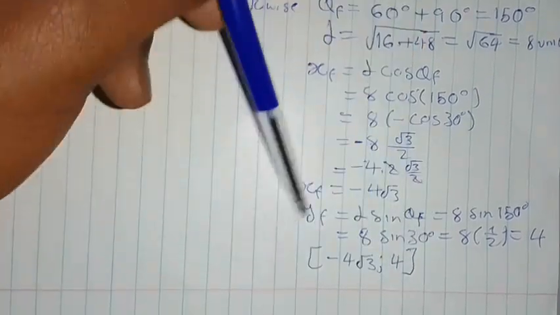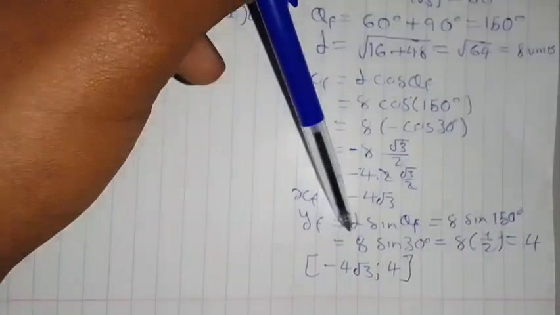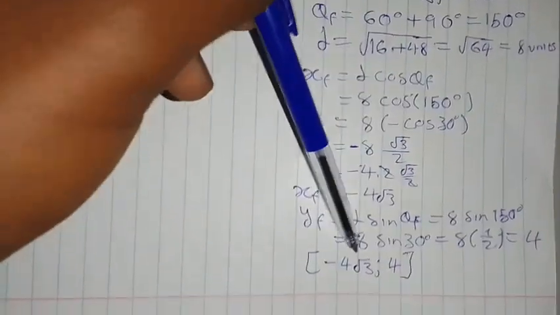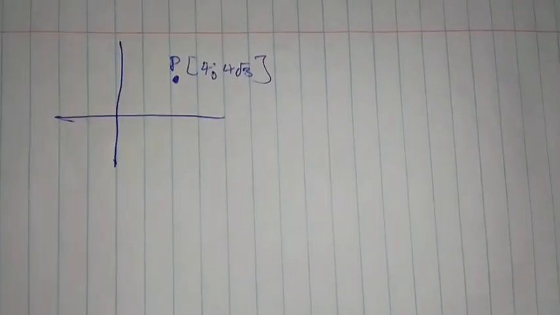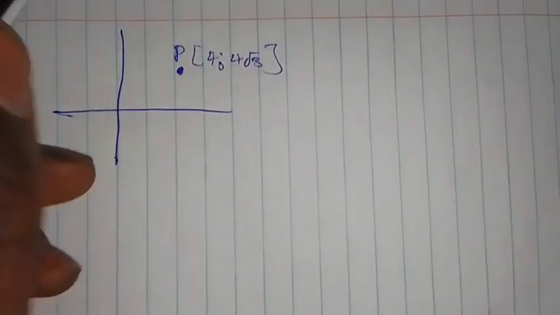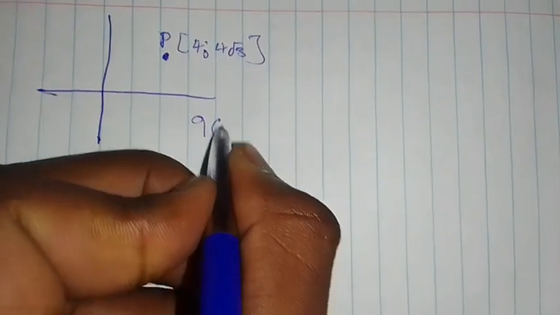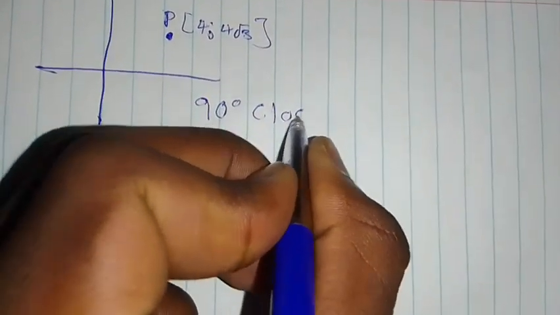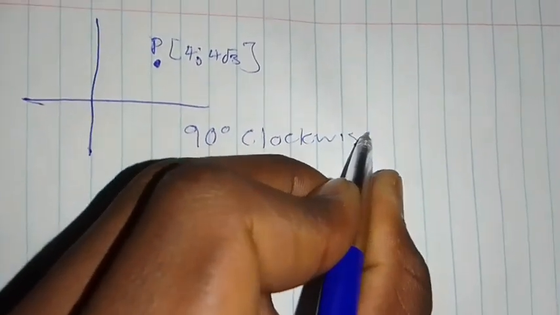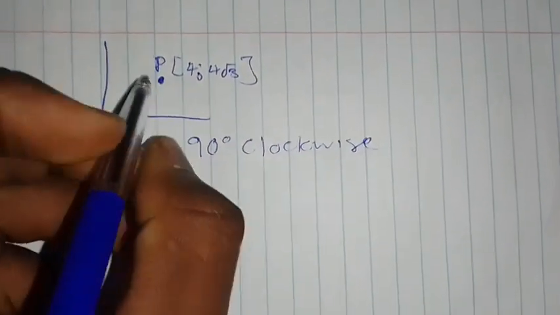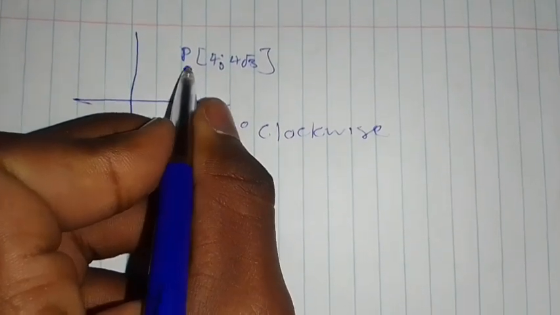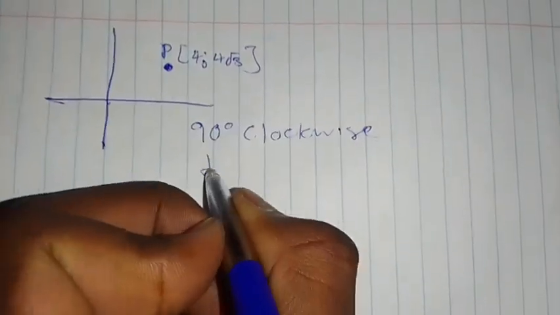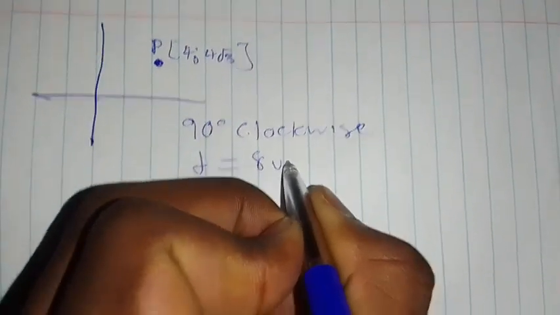So when you rotate P 90 degrees anti-clockwise, the new coordinates are those. Now let's say I want to rotate this point 90 degrees clockwise. At first I find the distance between this point and the origin, which you calculate, and you're going to get 8 units.